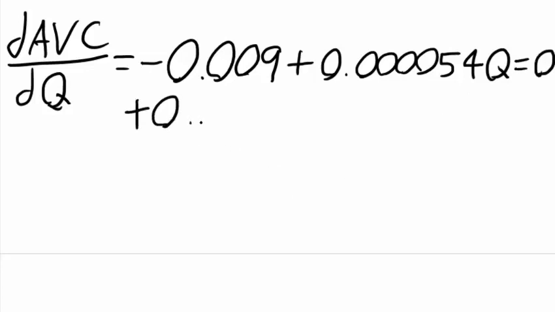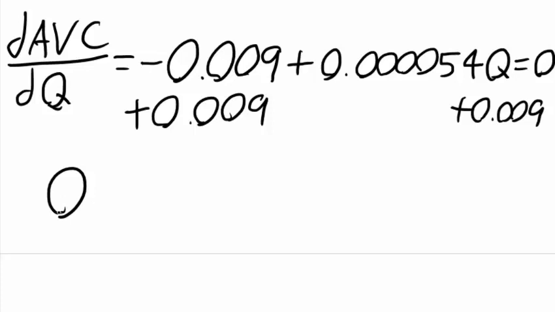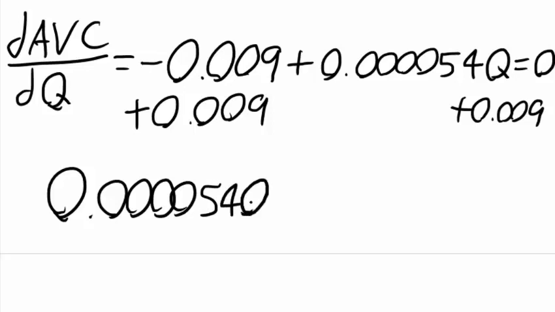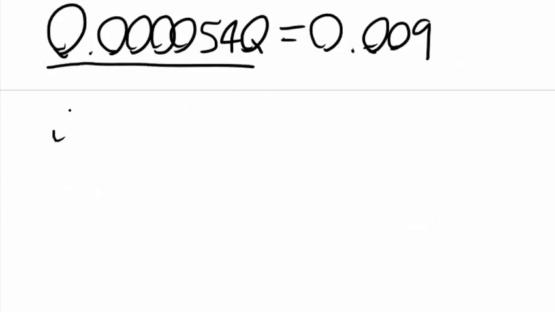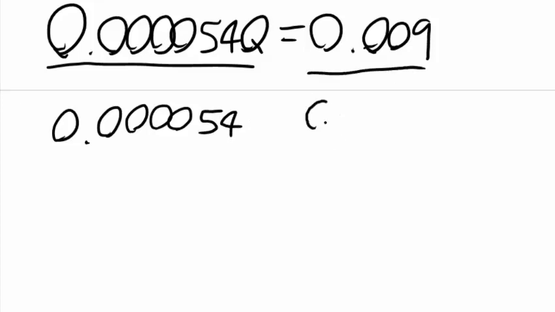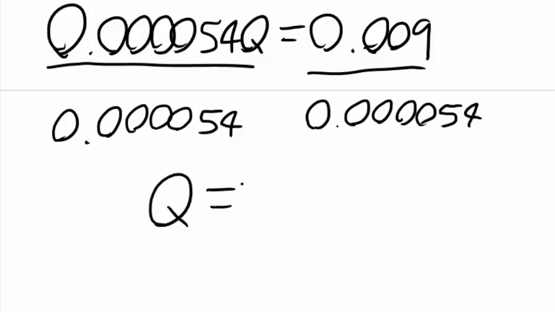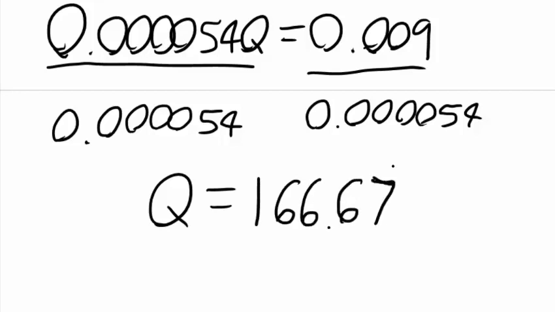And if we add 0.009 to both sides, we get 0.000054q equals 0.009. And if we divide both sides by 0.000054, we find q to equal 166.67. And we would produce this quantity in order to minimize our costs.